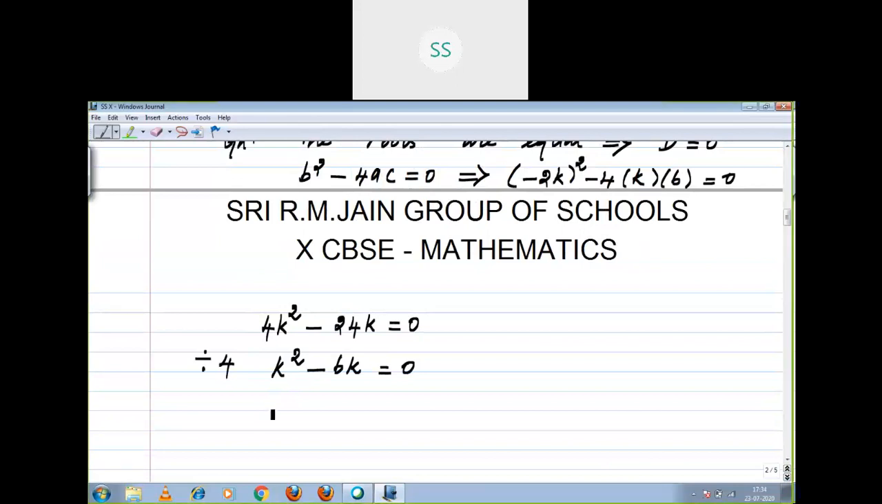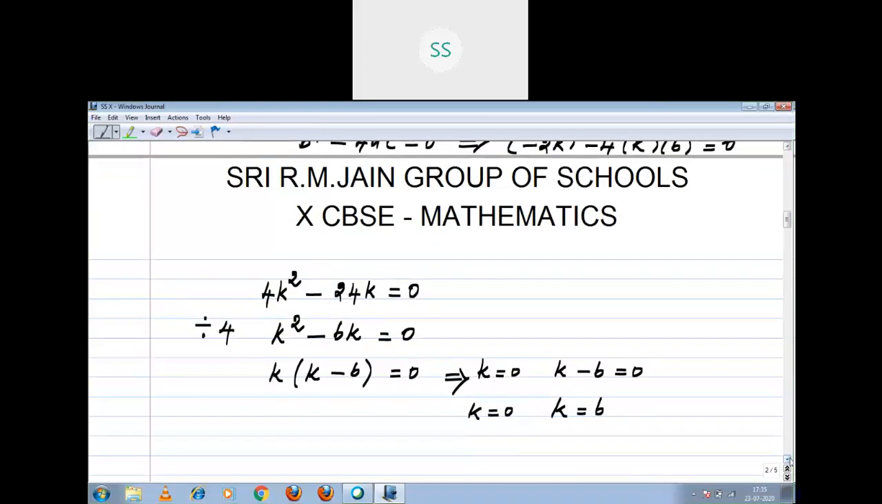Then how to write this? K you should take as common. K into k minus 6 equal to 0. Now k equal to 0, comma, k minus 6 equal to 0. K equal to 0, k equal to 6. Here I am going to reject one value. Why I am going to reject?